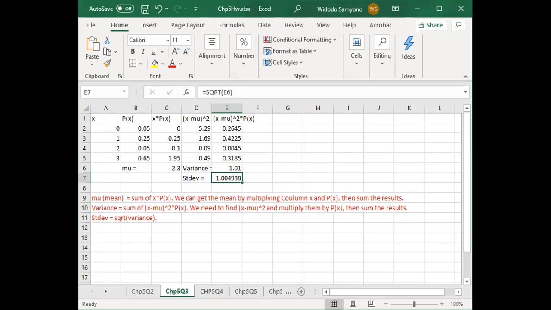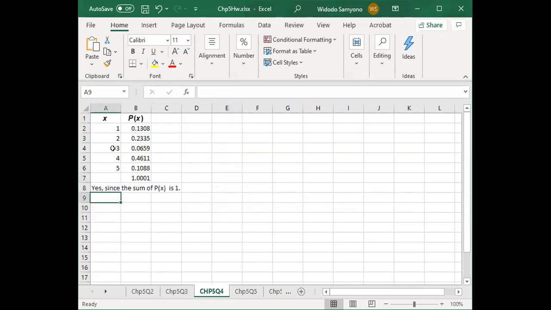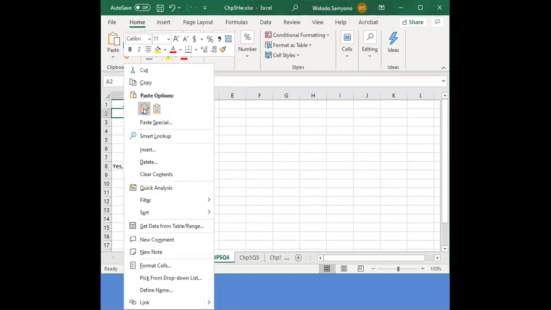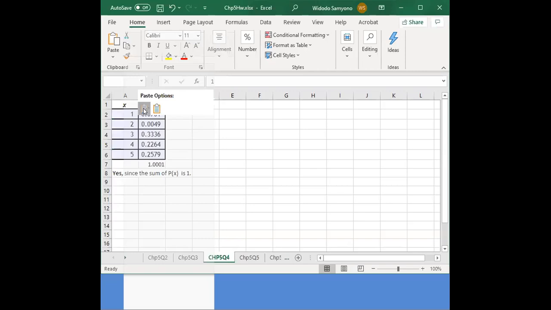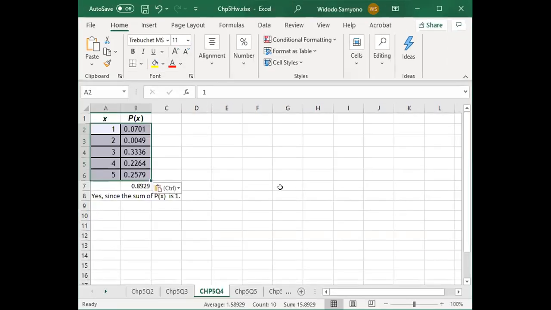Number 4, right? Let me put it here, right click, paste it. Yeah, it works. Sometimes it doesn't work, but it does work. So you can see the summation is less than 1. It's not exactly equal to 1, right? So the answer for this one will be no.